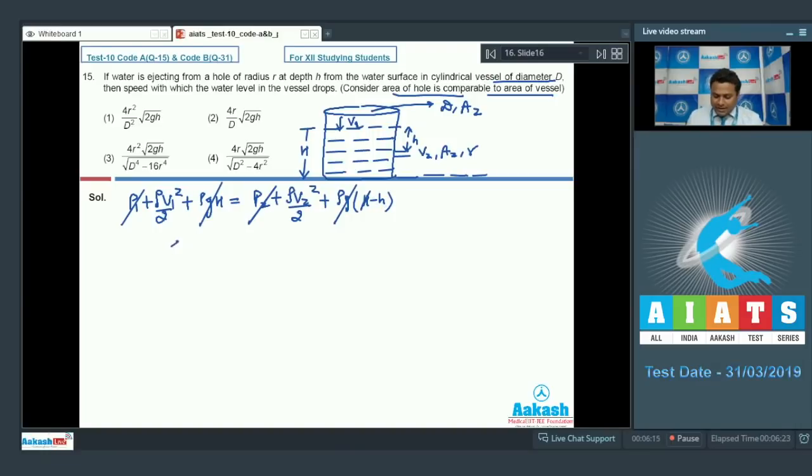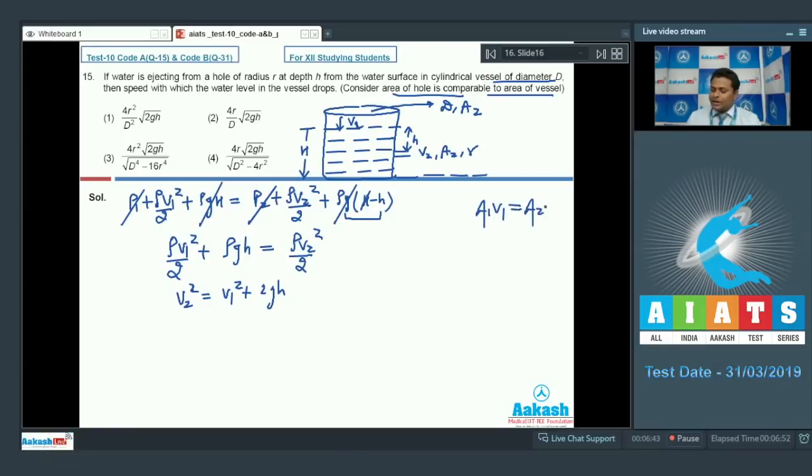So after solving, we will get rho V1 square upon 2. Let's bring this left term, that is rho G small h, toward left hand side. We'll get rho G h, which is equal to rho V2 square divided by 2. After solving, we will get the value of V2 square as V1 square plus 2GH. Now let us apply the continuity equation. We will have A1 V1 equal to A2 V2. Product of area and speed will always be equal.